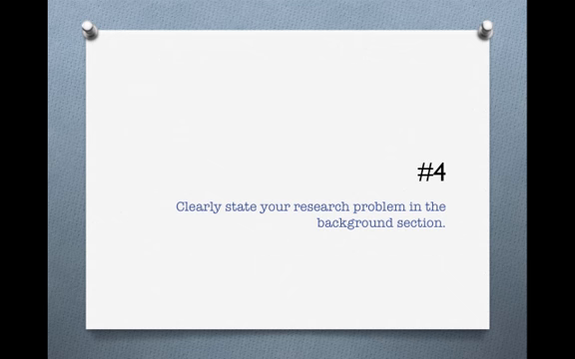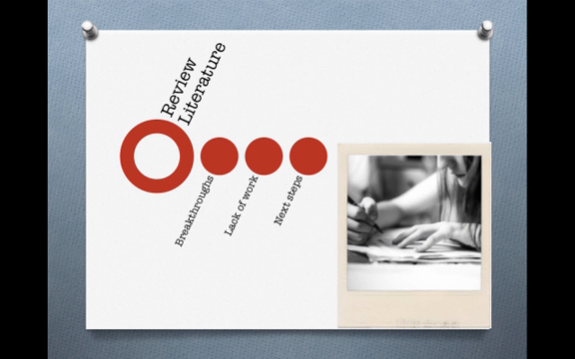Tip number 4, clearly state your research problem in the background section. The background and research problem provide an overview of the topic and the importance of it before the introduction of your research questions. This area of the proposal should focus on strengthening your argument for your study, justifying the need for the study, and leading to the conclusion that your research questions and study are worthwhile and will fill a gap, for example, in the literature or address a clinical problem that has yet to be explored by others.